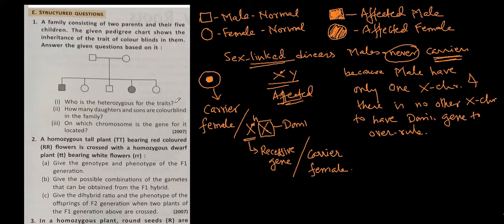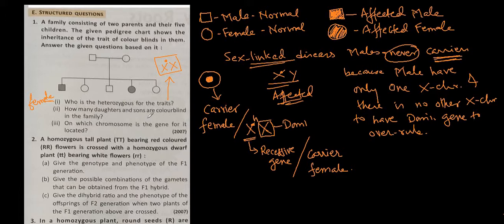Who is heterozygous for the trait? It says heterozygous for the trait. Right? Then the answer is females are always heterozygous for the trait. So here the answer is female. This is heterozygous. So here I am writing for female. It is XX, and one of them possesses the gene. So this becomes heterozygous.